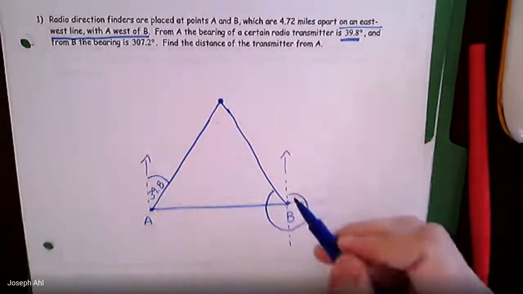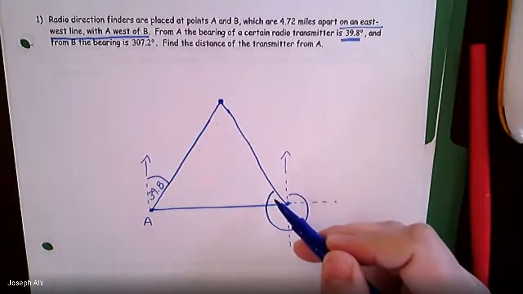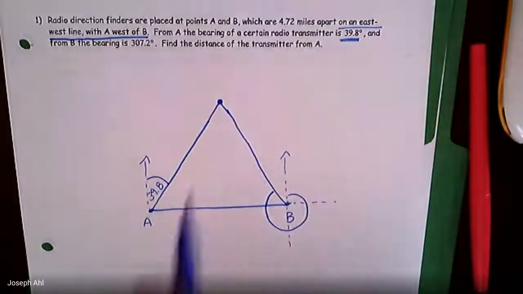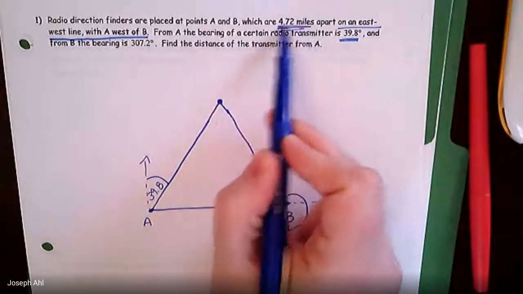Okay. So again, that total angle is 307.2. And what else do we know? Oh, wait, the radio direction finders are 4.72 miles apart.